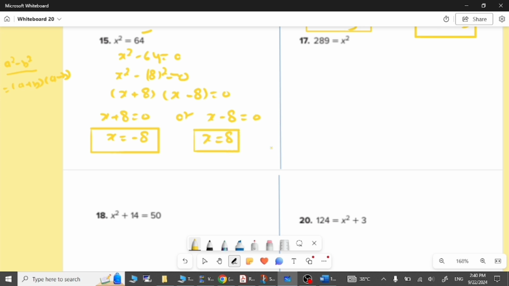Same way you have to do this one. So I will be writing a little, and then the rest you will be doing. So 289 minus x square is equal to 0. This is 17 whole square minus x square is equal to 0. So you will be solving further. This one I am not going to solve. It's the same now. Okay, going to the next one.